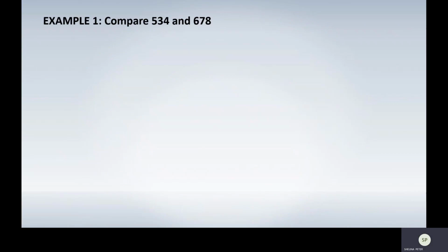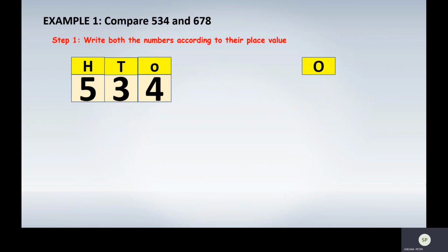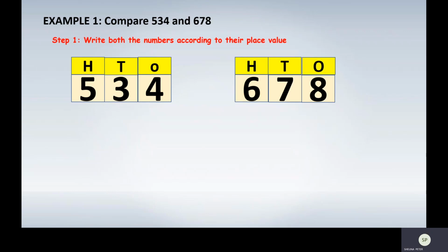Now let us understand the topic with the help of an example. So example 1 is compare 534 and 678. So the first step is write both the numbers according to their place value. So what we are going to write? We are going to first write these two numbers with their place value. Ones, tens, hundreds, then 4, 3 and 5. So this makes 534. Same way, ones, tens, hundreds, 8, 7, 6. This makes 678.